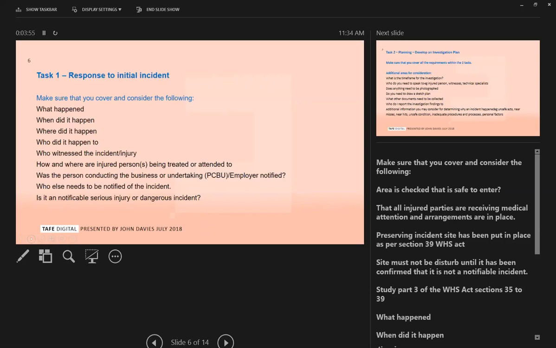Also ask the questions: what happened? When did it happen? Where did it happen? Who did it happen to? Who witnessed the incident and injuries? Was the person conducting the business or undertaking notified? Who else needs to be notified of the incident? Is it a notifiable serious injury or dangerous incident?